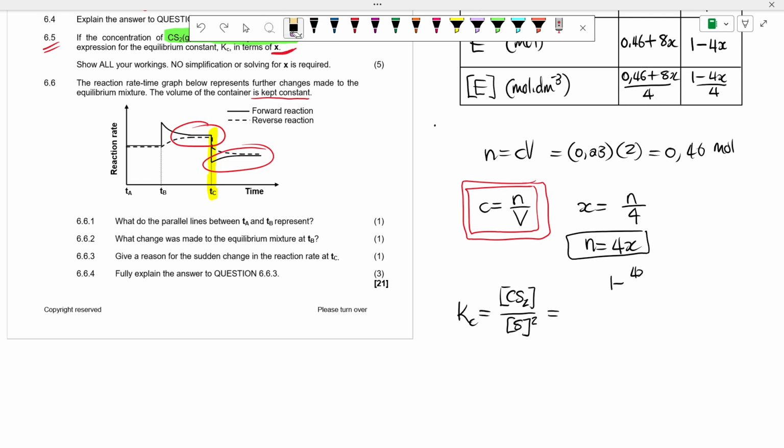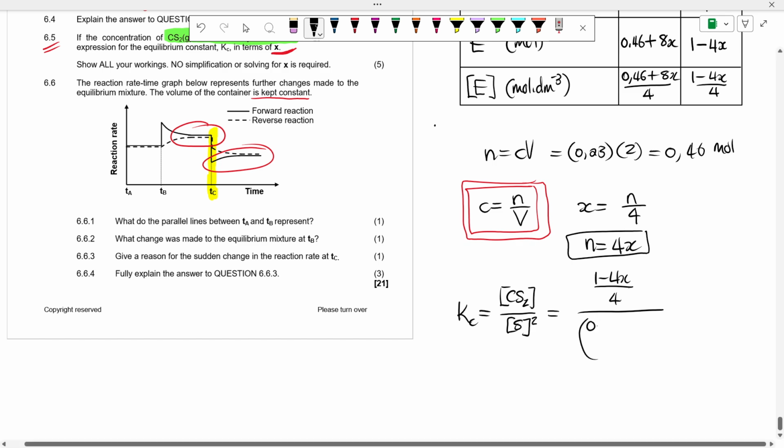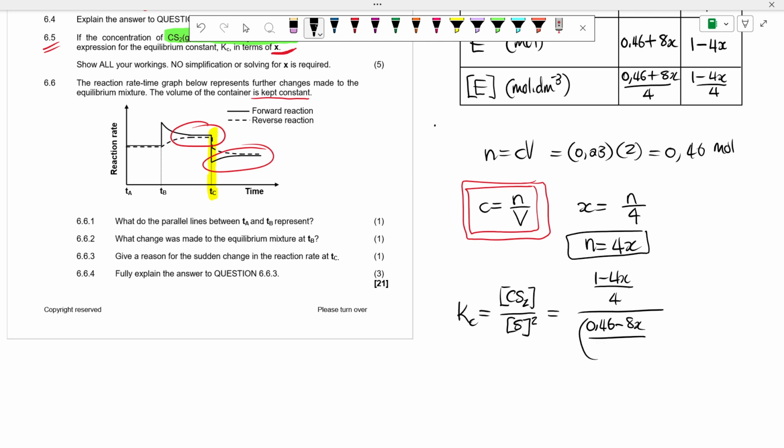Wait, let me just fix that. So 1 minus 4x, everything over 4, divided by this quantity squared: 0.46 minus 8x over 4, all squared. And this is the final answer.